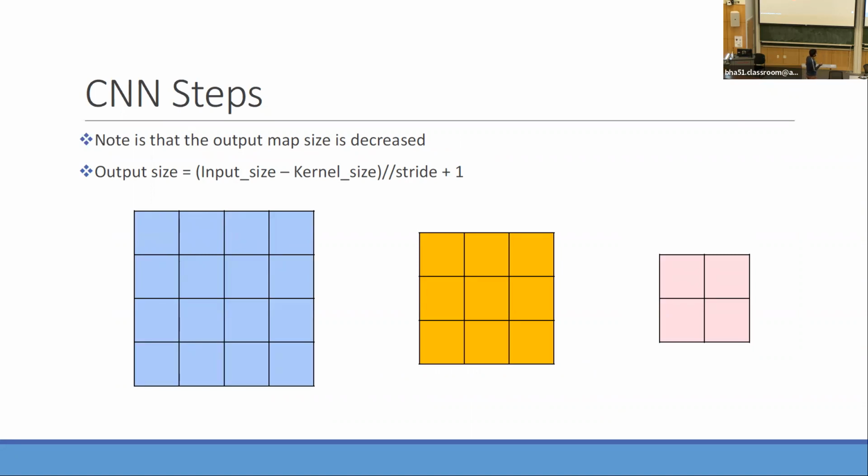Now you have an input of size 4 cross 4. You have a kernel of size 3 cross 3. Convolving this, you get an output of size 2 cross 2. Can anyone? Okay, actually she told the answer. I thought of asking this as a question.